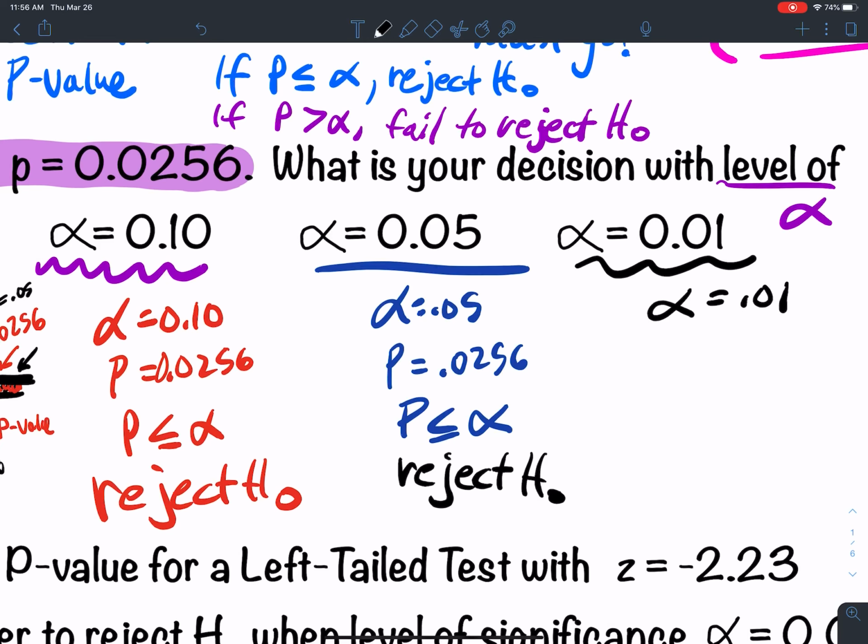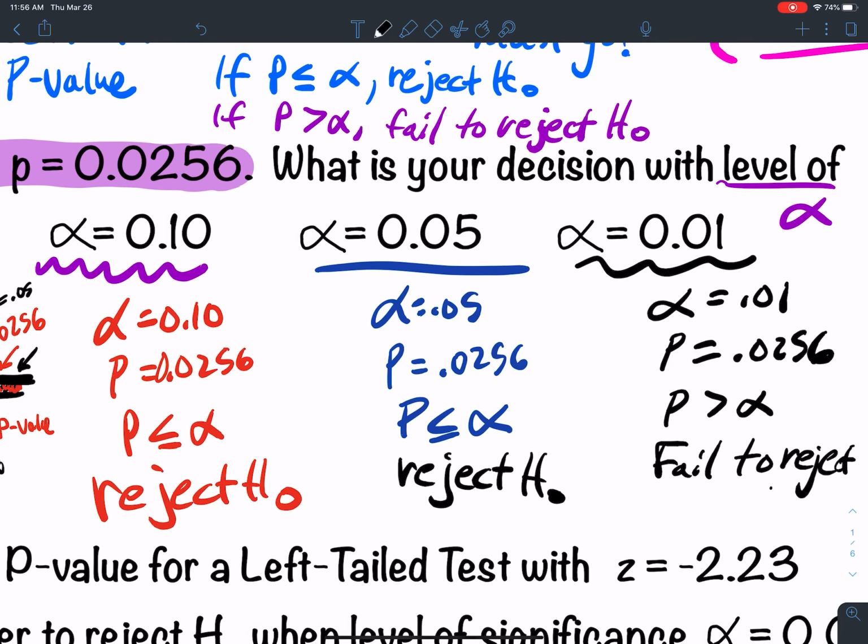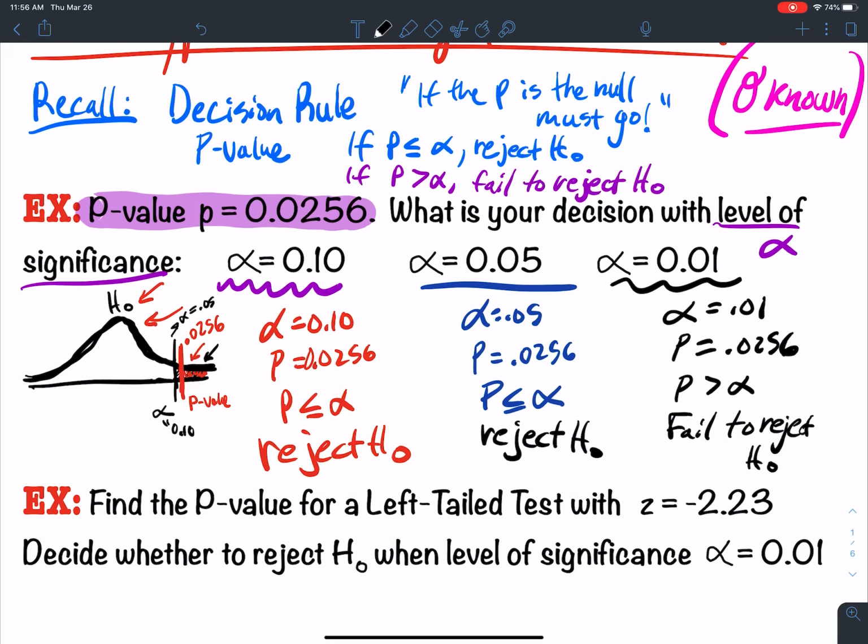This last one, though, is where it changes. Alpha 0.01, p is still 0.0256. Guess what? Now the p-value is greater than alpha. If you have a large p, we fail to reject the H0. Why do I fail to reject the H0?